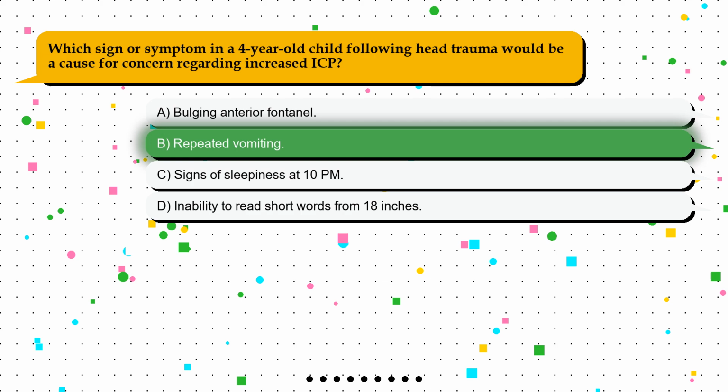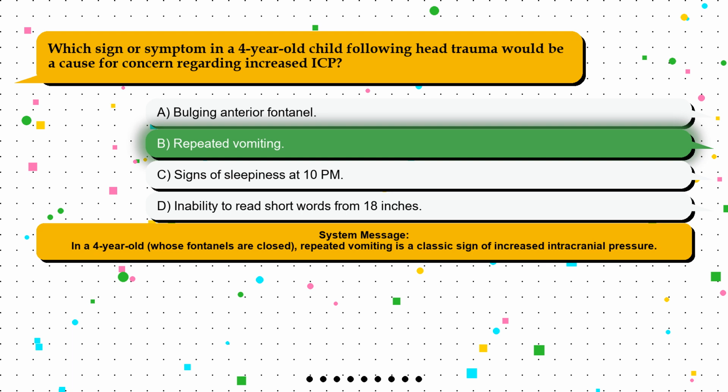The correct answer is option B. Repeated vomiting. In a 4-year-old, whose fontanelles are closed, repeated vomiting is a classic sign of increased intracranial pressure.